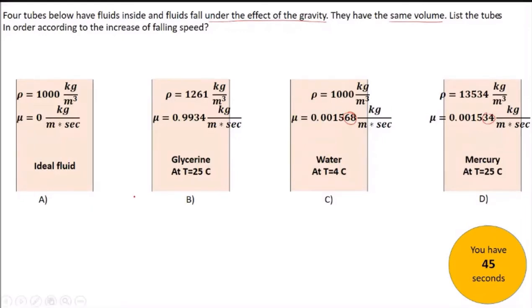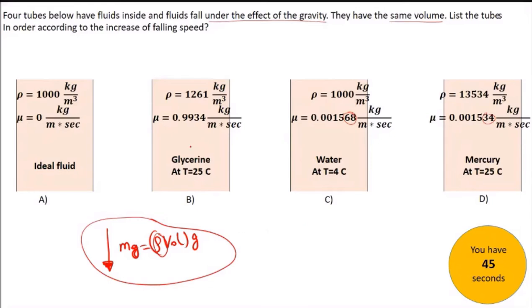If we analyze them, we will look first at the speed, and then we will talk about the importance of kinematic viscosity. Here we have two opposing forces. One is that the fluid falls under the effect of gravity, which is determined by m into g, where m is rho into volume. Since each of them has the same volume, the speed is determined by the value of the density. Which one has the highest density? Mercury. So mercury may fall with the highest speed, and then the glycerin, and then water, and the ideal fluid. We don't know exactly. If you look at the density, this is the first case.